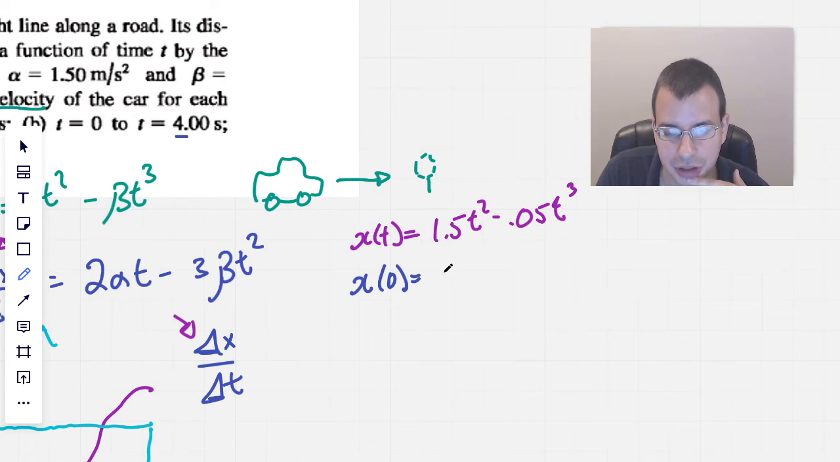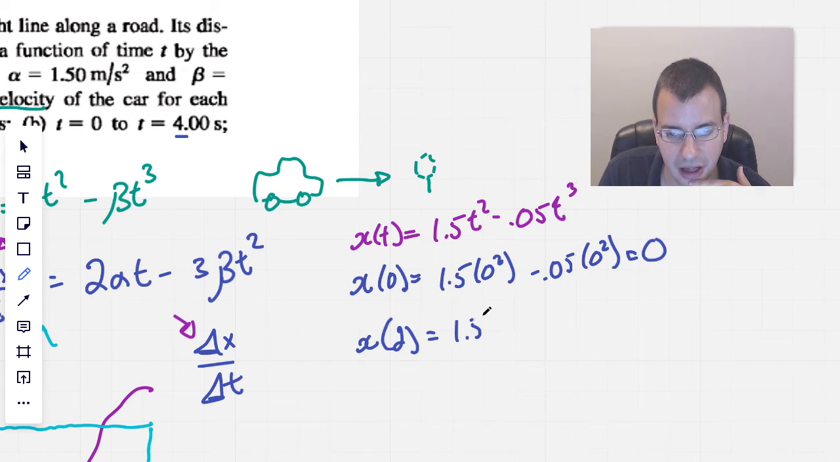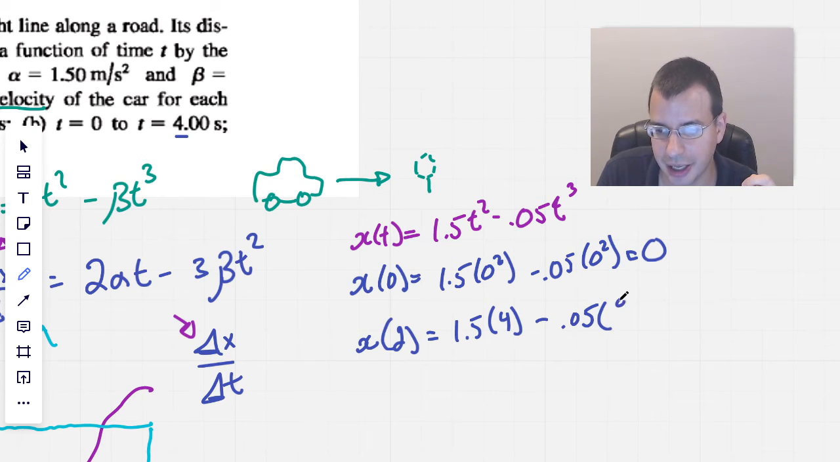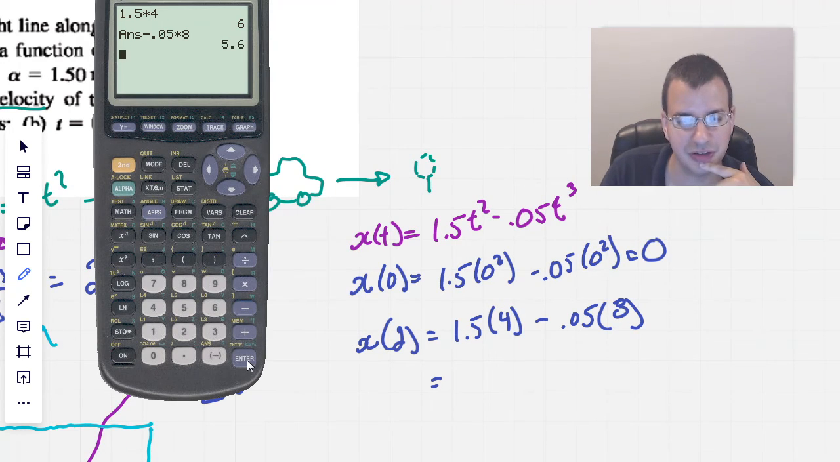This will be 1.5 times 0 squared minus 0.05 times 0 cubed, which gives us 0. x of 2 is 1.5 times 4, which is 2 squared, minus 0.05 times 8, which is 2 cubed. So we have 1.5 times 4 minus 0.05 times 8, which gives us 5.6. Yep, I'm good with that.